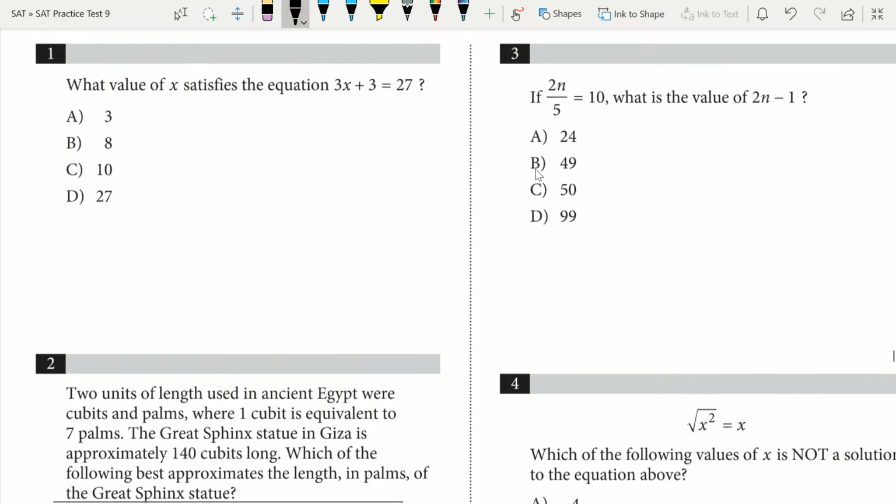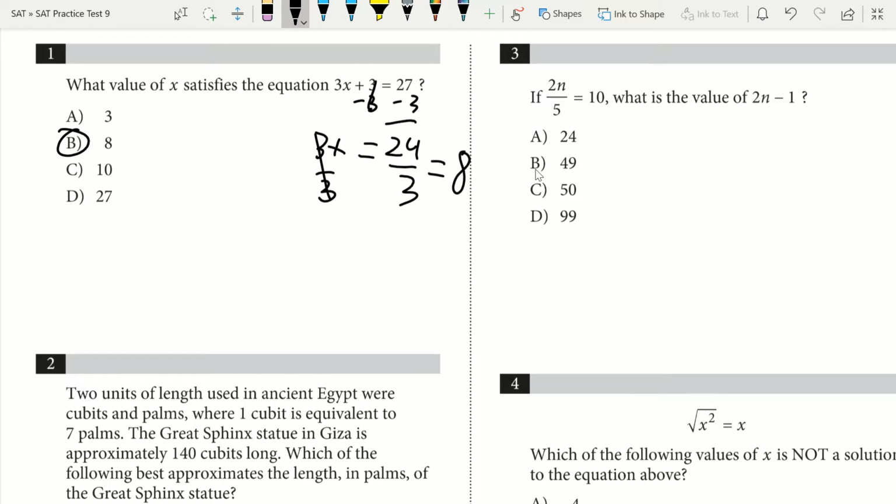Alright, question 1. What value of x satisfies the equation 3x plus 3 equals 27? Well, I'm going to subtract 3 from each side so that way I can isolate 3x. 27 minus 3 gives me 24, so I have 3x equals 24. I'm going to divide each side by 3 so I can isolate x. 24 over 3 gives me 8, so my answer will be B, x equals 8.